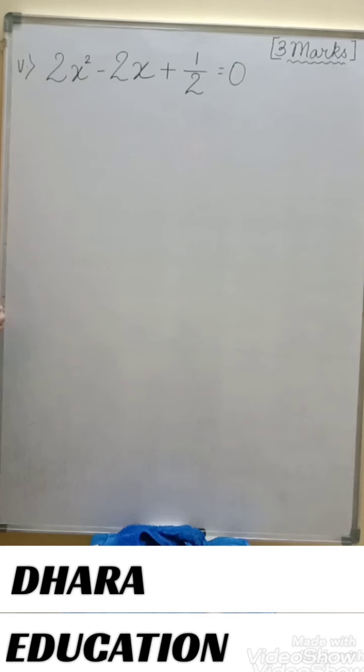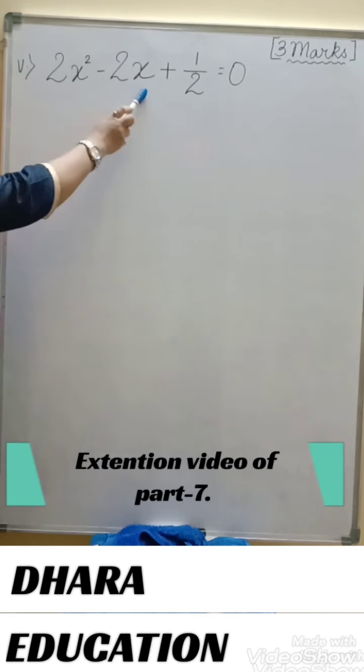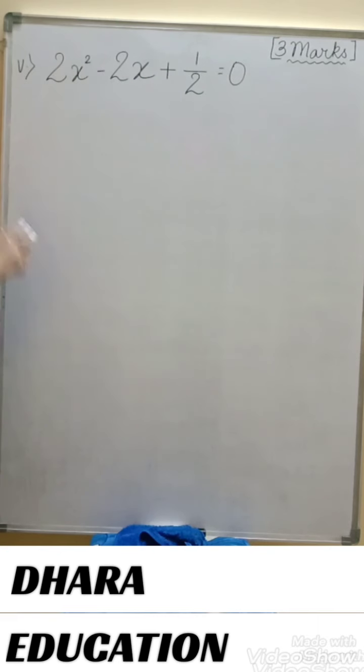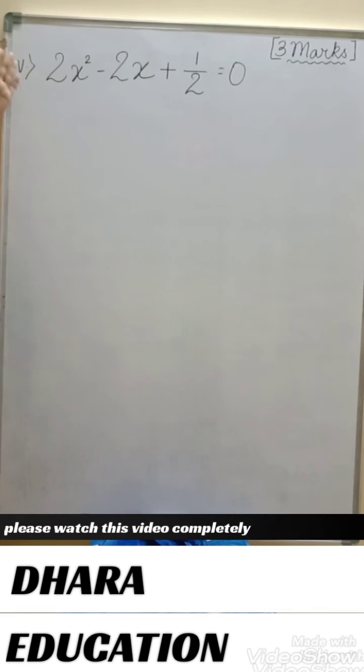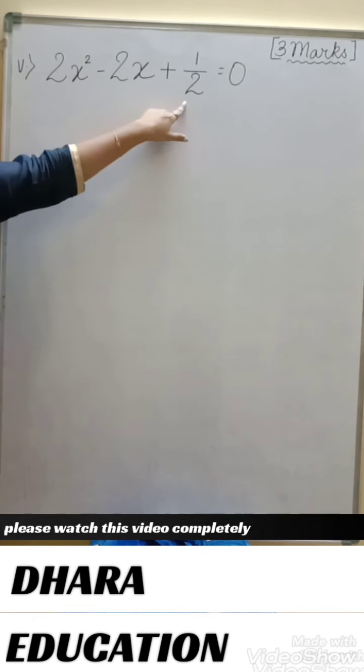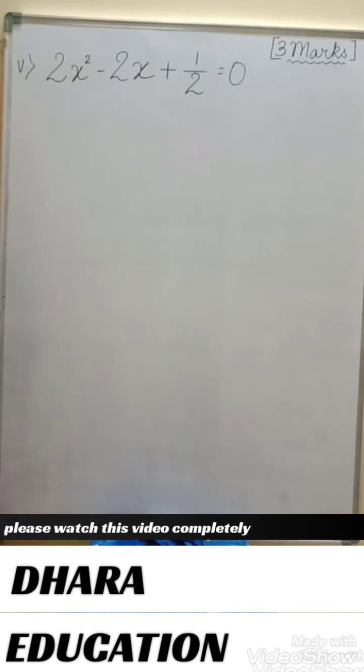So this is another sum, sum number 5. 2x square minus 2x plus 1 upon 2 is equals to 0, and this sum is going to come for 3 marks in your exam. To solve this question, it is a little bit different. You can see here 1 upon 2 is written over here. So how to make it in a quadratic standard form? To do this, we need to multiply 2 on both the sides. Okay, so let's start.